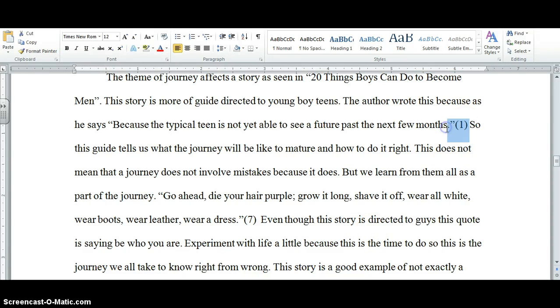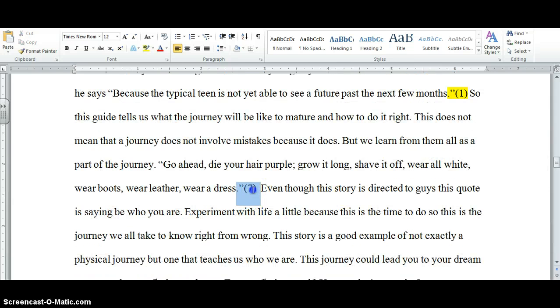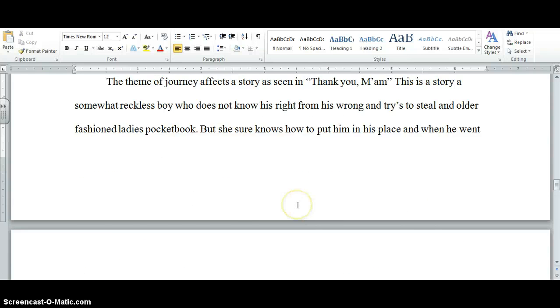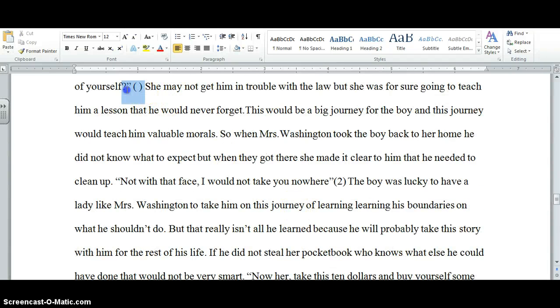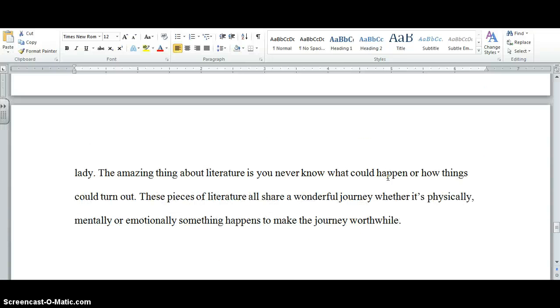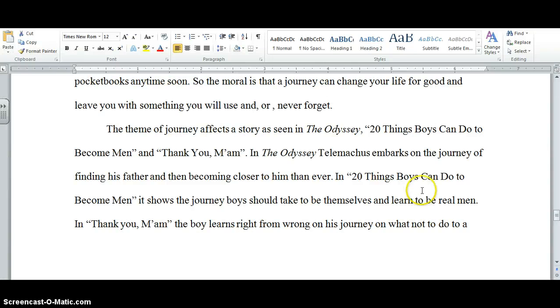Okay, make sure you fix this parenthetical in-text citation. And this one. Remember, the period gets shoved to the outside. And this one. Why did you suddenly start doing it differently? Oh, and you've got to fix that. Okay, there's that again. Okay, looks good.